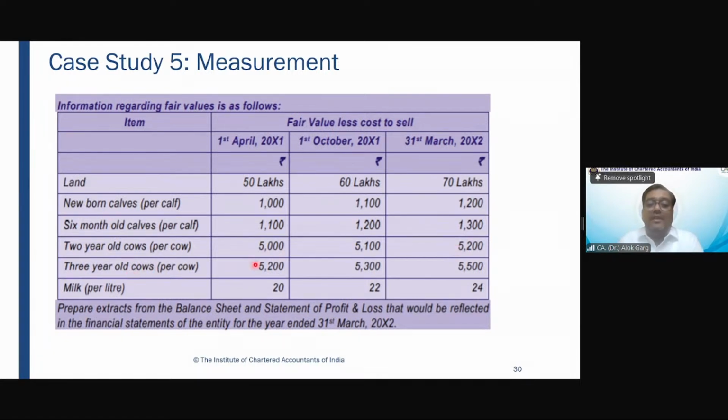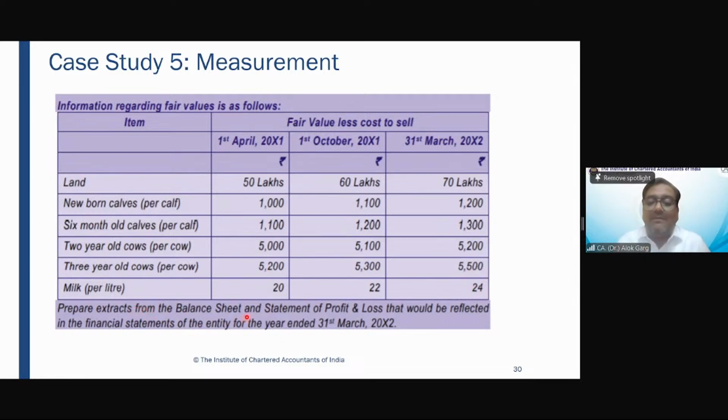But the value of a 3-year-old cow is 5,500, and this cow has now become 3-year-old. Physical change, 300. So basically from 5,000 to 5,500, 200 is on account of price change and 300 is on account of physical change. And then the closing value of milk is also given, 24 rupees per liter, right? So why will this 24 rupees be used? This 24 will be used for the valuation of inventory.